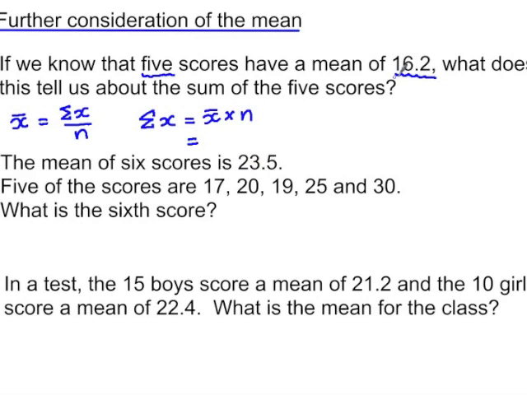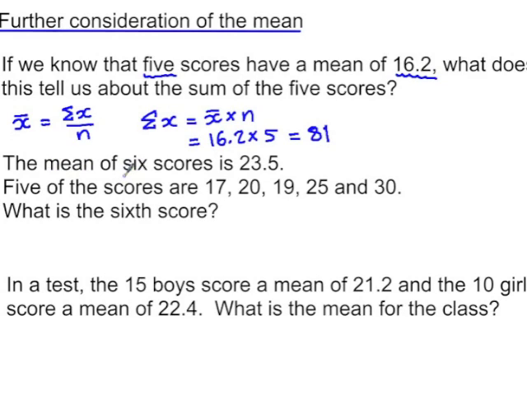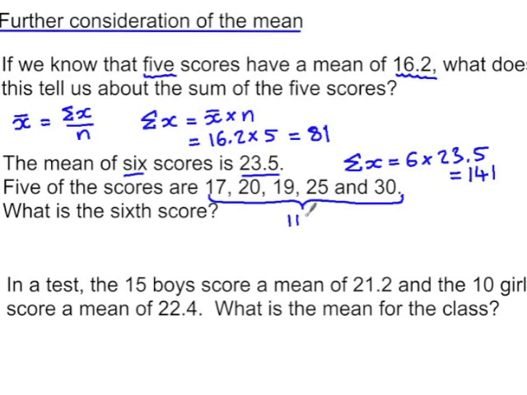In this particular example, our mean is 16.2 and we have 5 scores, and therefore the sum of the 5 scores is 81. Similarly, we have the mean of 6 scores is 23.5, and so the sum of those 6 scores is 141. We're then told that 5 of those 6 scores are 17, 20, 19, 25 and 30. Now those 5 scores sum to 111, and so the 6th score must be 30.